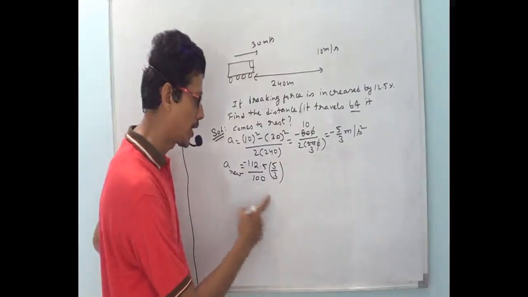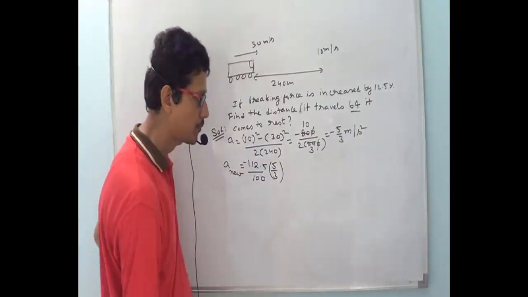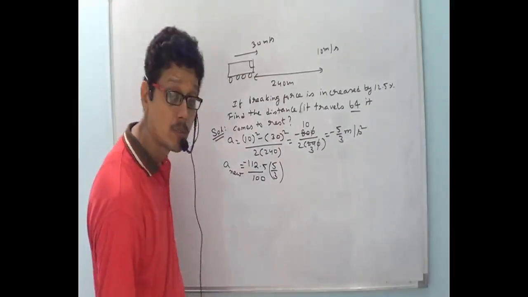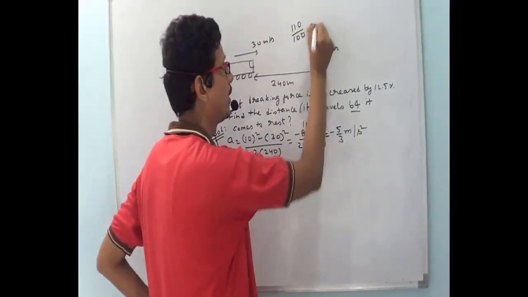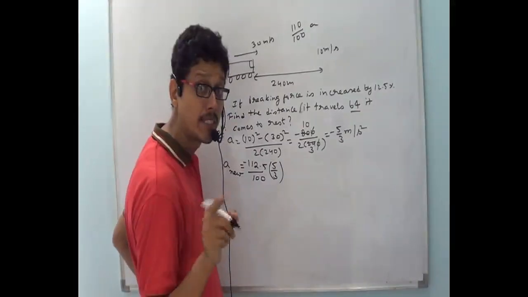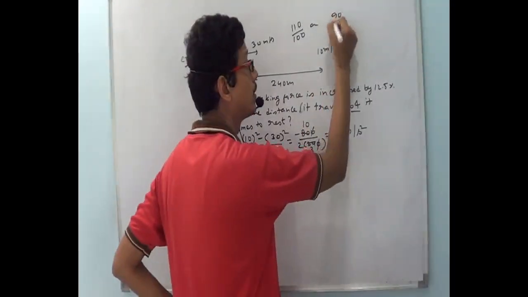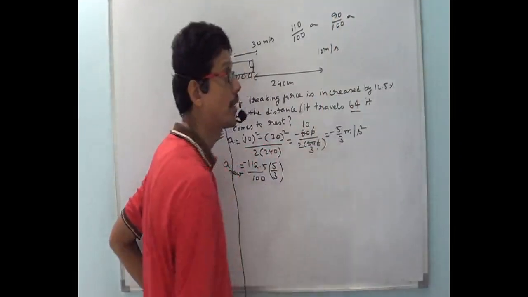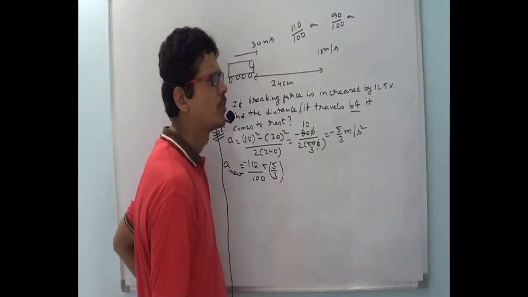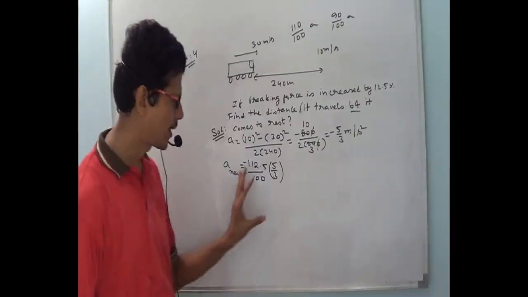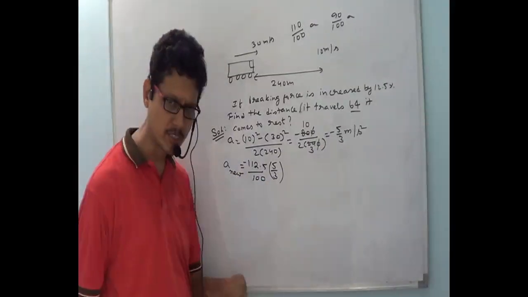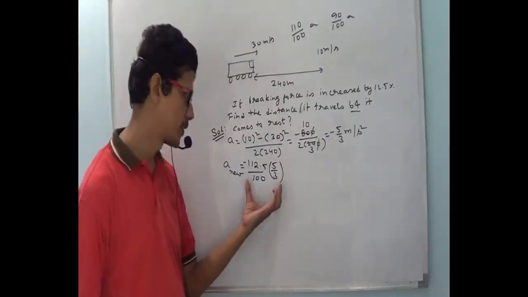A 12.5% increase means you have to write it like this. A 10% increase means you have to write it like this: 110 by 100 into A. A 10% decrease means how will you write? 90 by 100 into A. You will write like this. Now what percentage is increased? 12.5% is increased. I can write it like this. New deceleration is this.